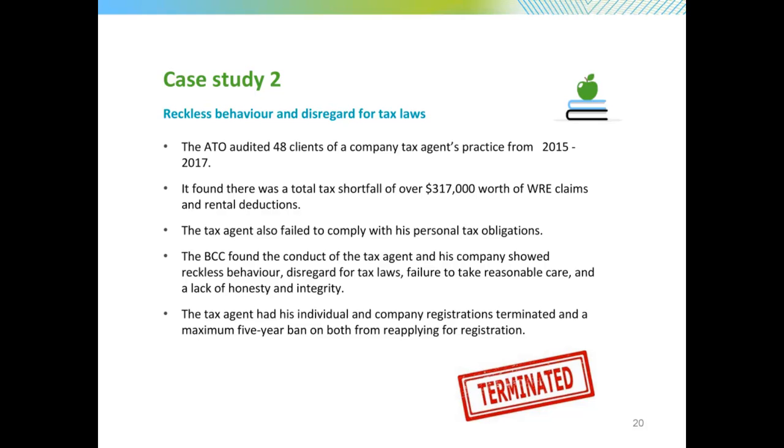Just one last case study. This one involved serious misconduct, and this one has just recently come before the Conduct Committee. There may be ongoing litigation, so there's not too much detail I can share at this moment. But during our investigations, it was discovered that the tax agent had a personal income tax debt of $5 million, and over $500,000 of that was associated with general interest charges. So it was a debt that was well overdue.